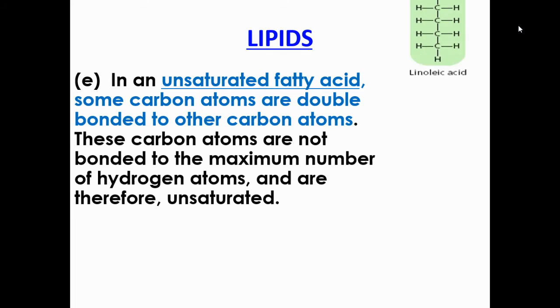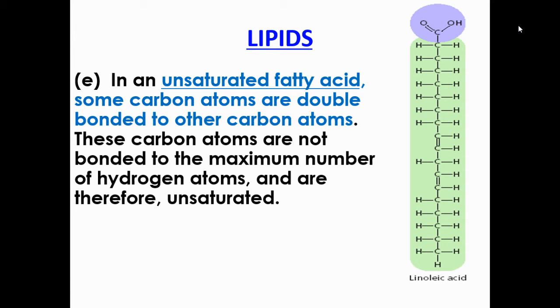All right, let's get back into it here. The other type of fatty acid chain is unsaturated. Some carbon atoms are double bonded to other carbon atoms. These carbon atoms are not bonded to the maximum number of hydrogen atoms and are therefore considered unsaturated. So not every single carbon is going to be unsaturated, but at least one of them is in the chain.